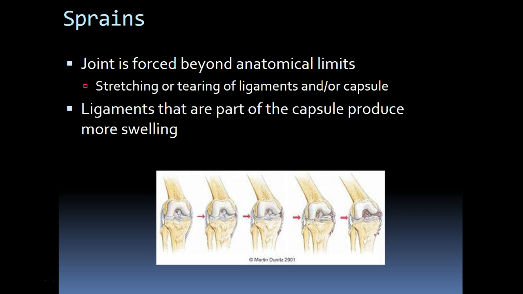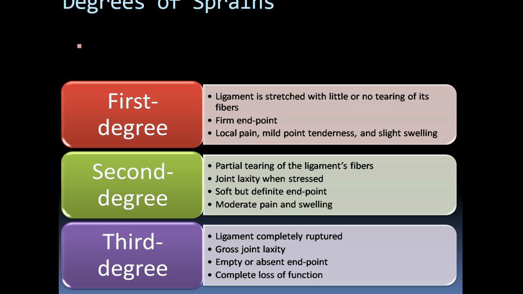Remember, we said the ligaments make up a part of the capsule. And so we have to be very astute in our evaluation of a joint when the ligaments are involved, because the ligaments create the most stability about a joint. So a first-degree ligamentous sprain would present similar to a strain.